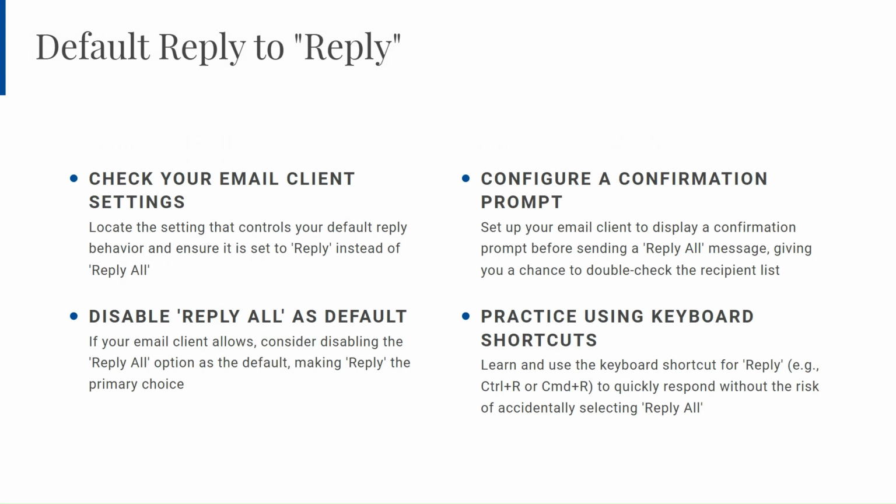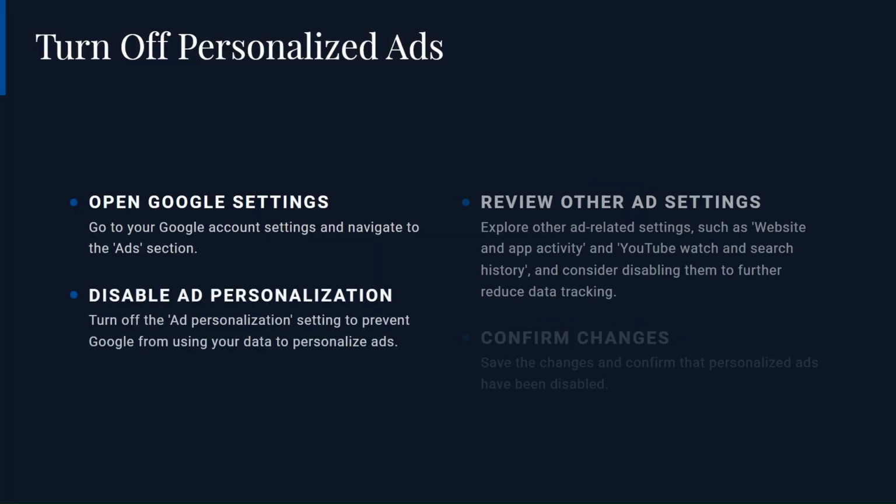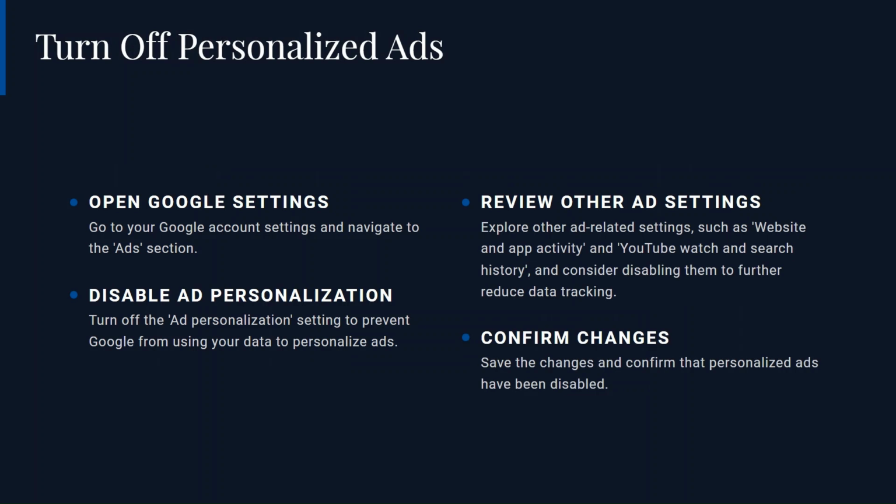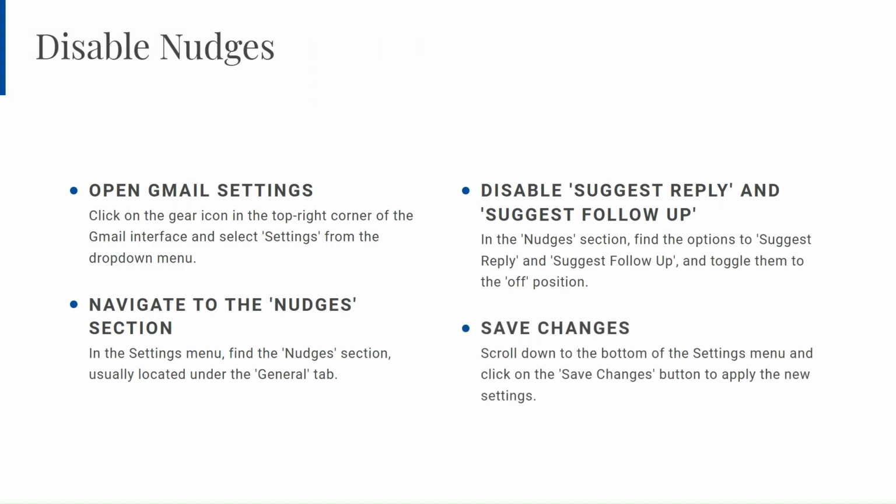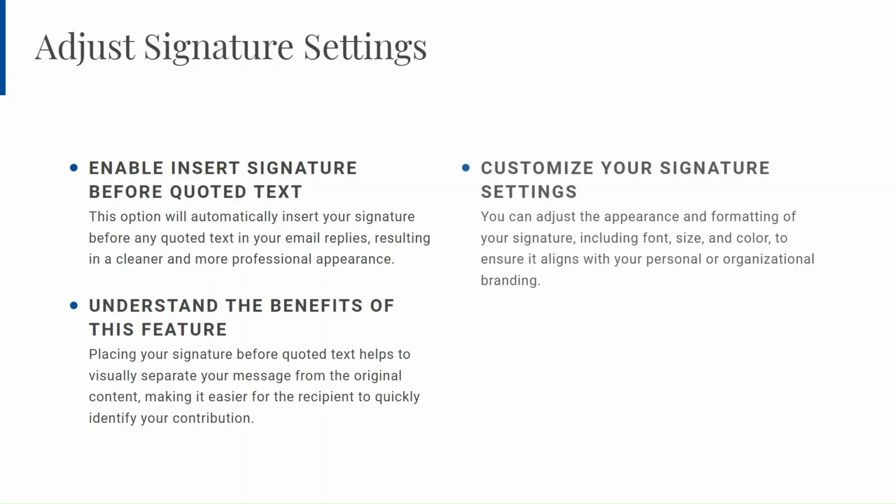Turn off personalized ads. Reduce data tracking by disabling personalized ads in Google Settings. Disable nudges. Prevent Gmail from suggesting follow-ups or replies, which can be distracting. Adjust signature settings. Enable insert signature before quoted text for a cleaner, more professional look in replies.